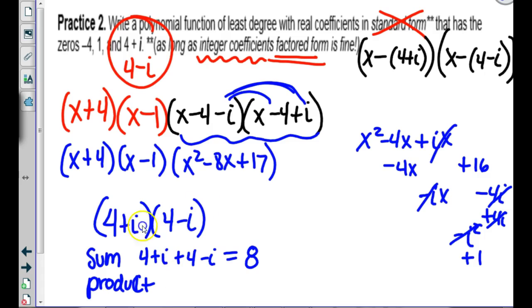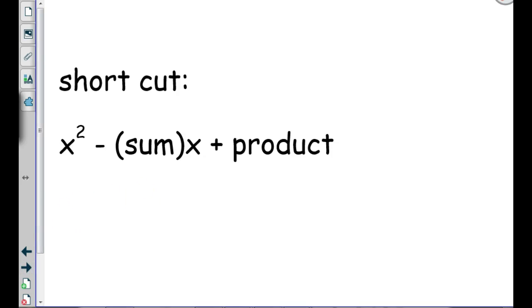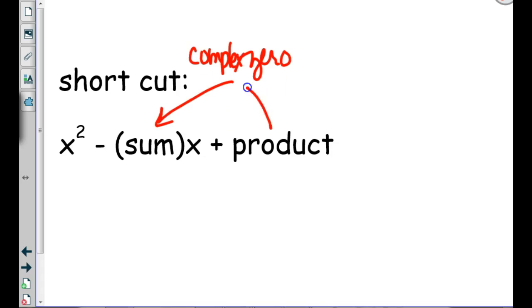The product, if I foiled the two zeros together, I'd get 16 minus 4i plus 4i minus i squared, which is 17. That's this number. So the rule is if you take the original two complex zeros, and you find their sum and their product, you have to change the sign here, though. It's opposite of the sum plus the product.